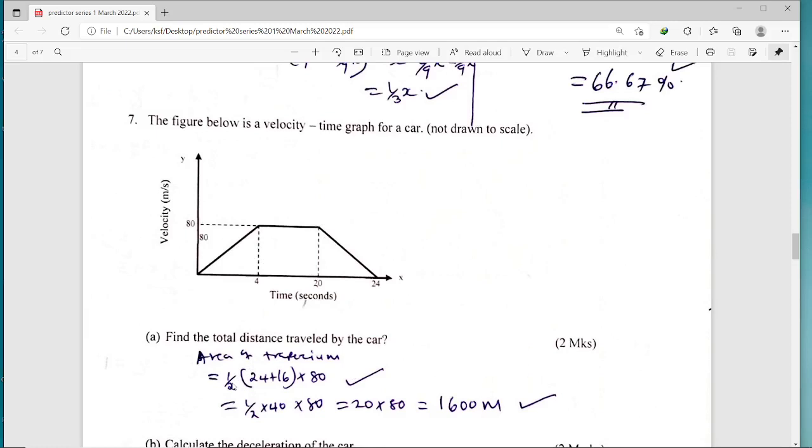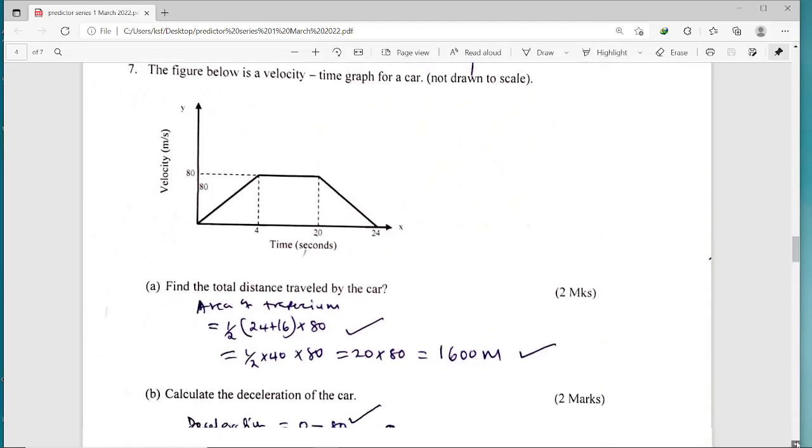So that is a half into a, our a is this 24, plus b, from here to here, which is 20 minus 4, is 16. That is a half into (24 plus 16), then times the height from here to here, which is 80. So we get a half times 40 times 80, that gives you 20 times 80, which is 1,600 meters. So that is how you get your 2 marks without much struggle.